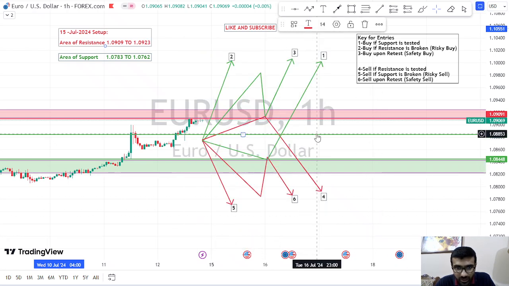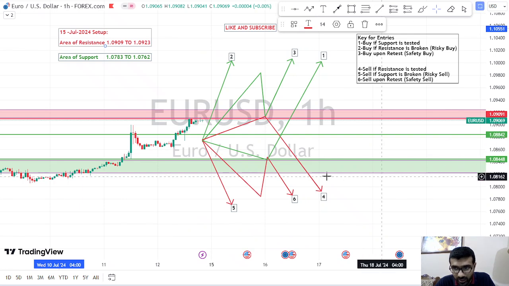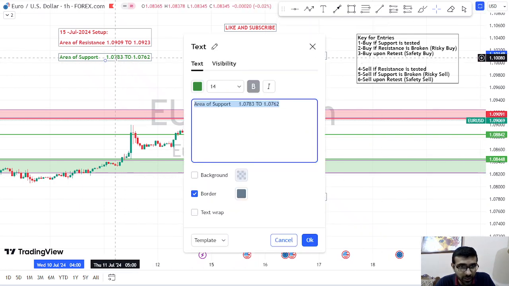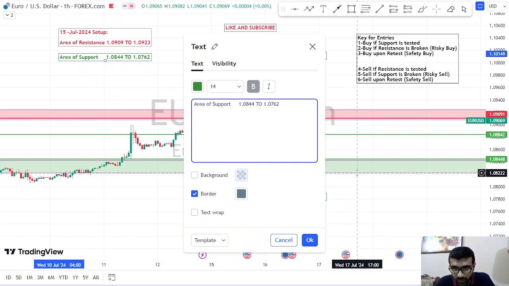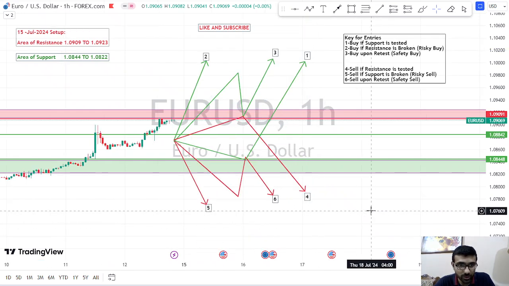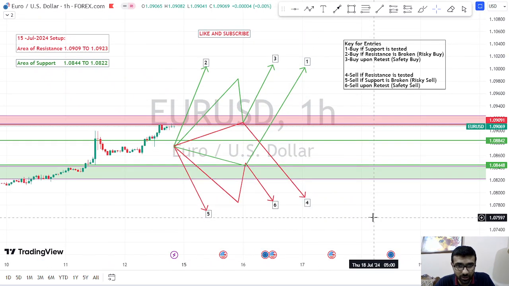The minor area of support is 1.088, and the major area of support is 1.0844. The major area of support is 1.0822. Okay, so I have written down all the major areas of support and resistance for you guys.